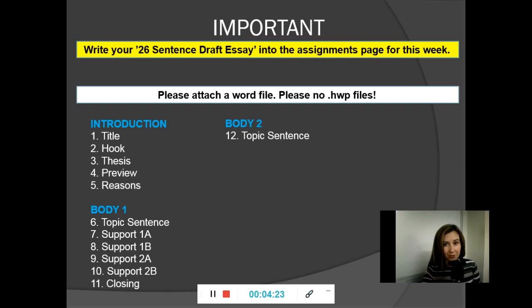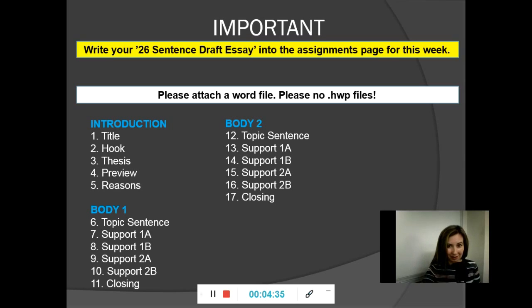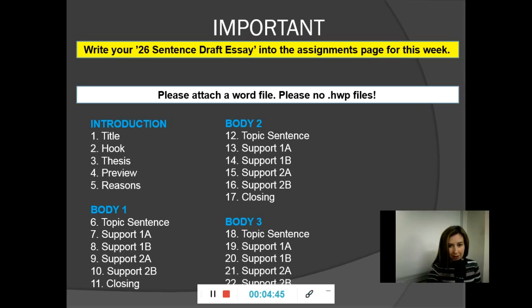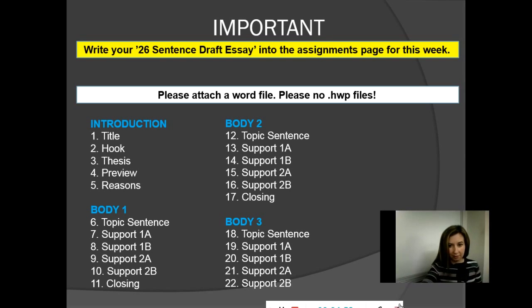Okay, for the body 2, we need a topic sentence, support 1, support 2, or support 1A, 1B, 2A, 2B, and a closing. Body 3 will have a topic sentence, support 1A, 1B, 2A, and 2B, and another closing sentence. Okay, and a conclusion.